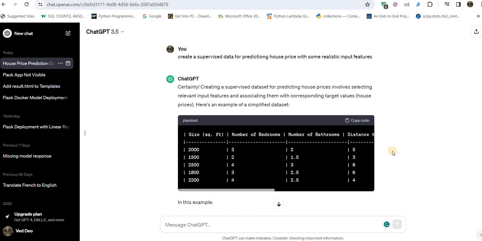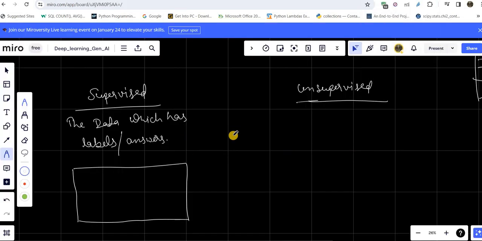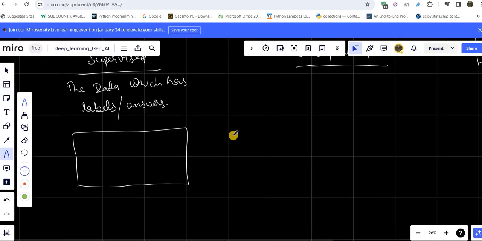Now is there any confusion in understanding what is supervised? Guys, please be vocal. Whatever it is, just answer it. Okay, okay. So we understand the supervised.